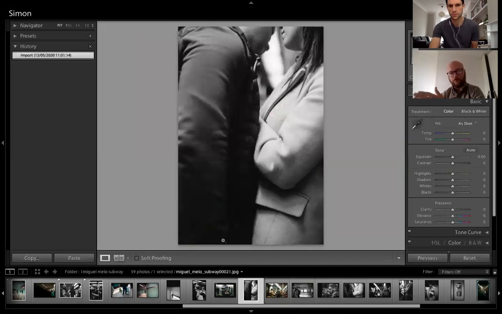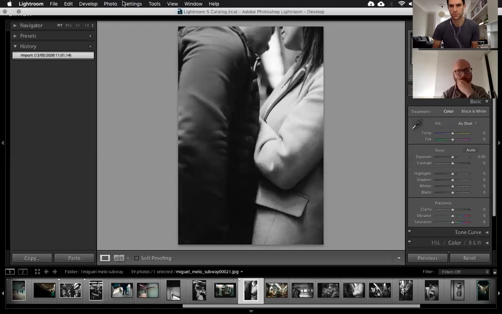Or you can conclude with an image like this one, where it's more of a detail shot. It doesn't tell us anything more about the location, but it just hones in on some of the people there.